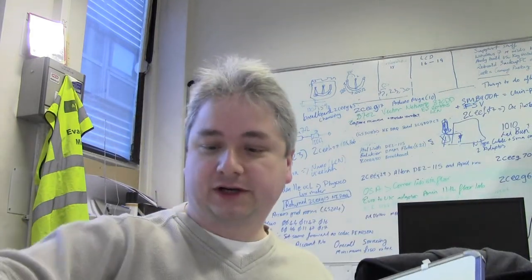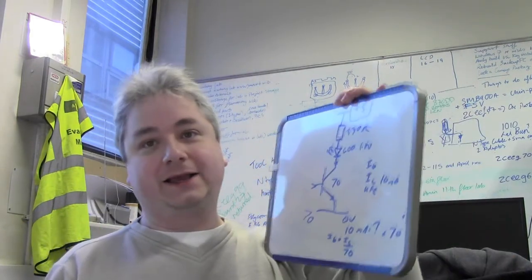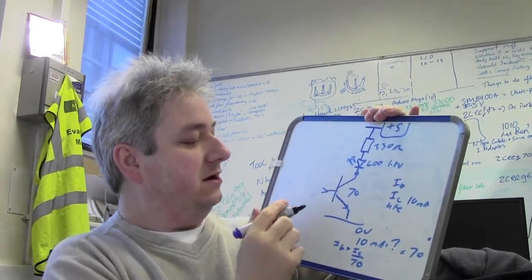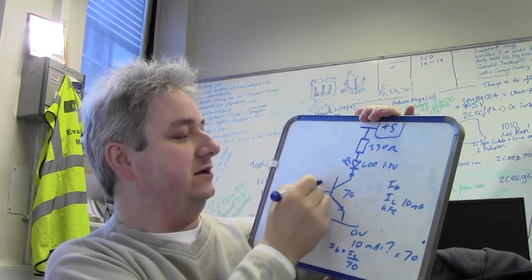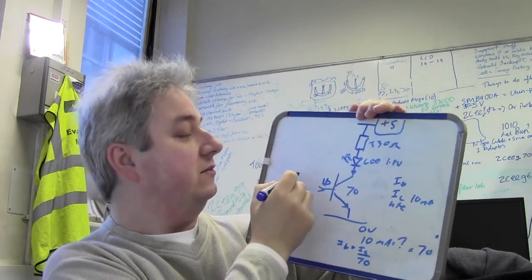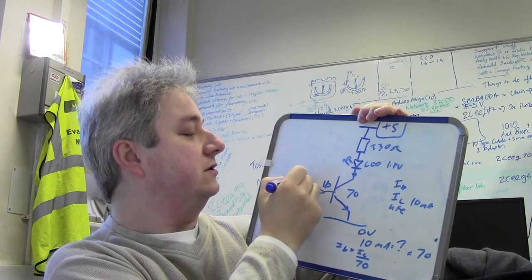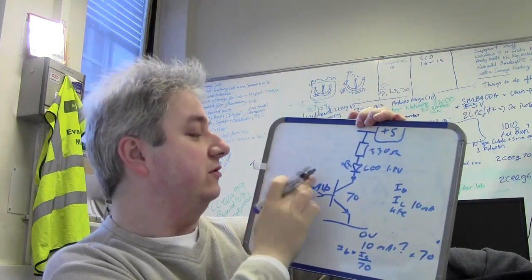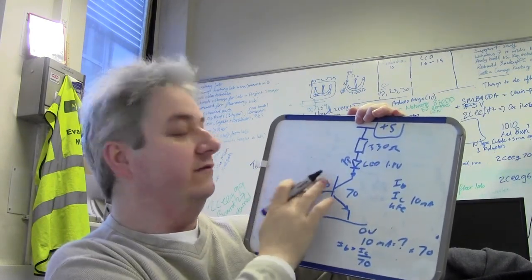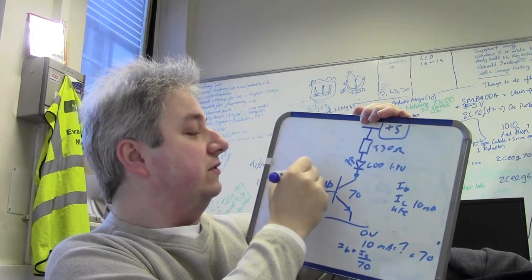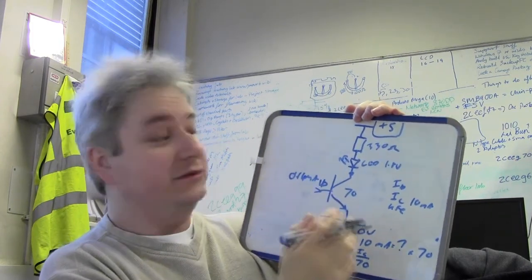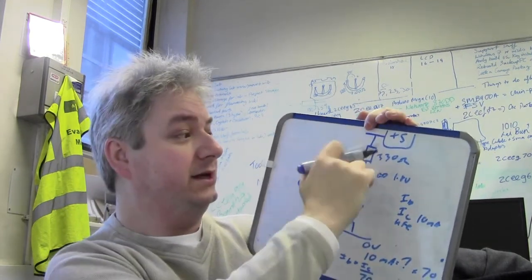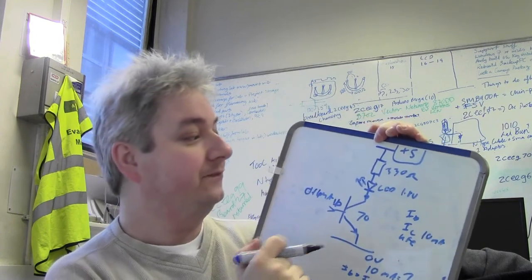Right, so I've done my calculation, and IB works out to be 140 microamps, or 0.14 milliamps. So that's our base current. That's how much current we need to flow into the base to get 10 milliamps flowing down here.